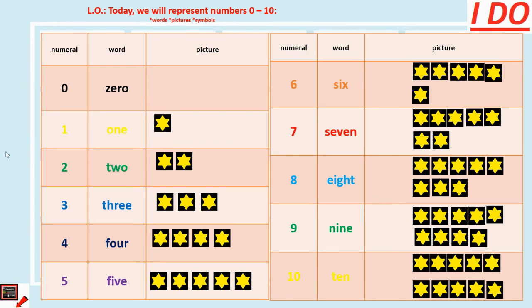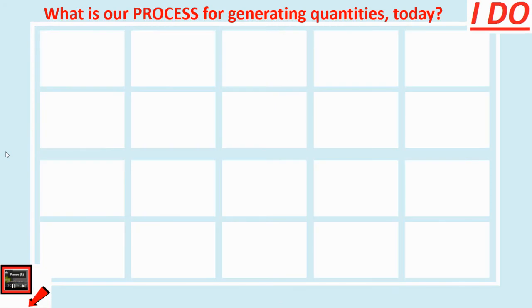Now we're going to be representing numbers 0 to 10 with those words, pictures, and symbols. And so if I ask for a number, you can give me the numeral form of it, or the word form of it, or a picture. Well, I have stars right here for us. But let's keep going.